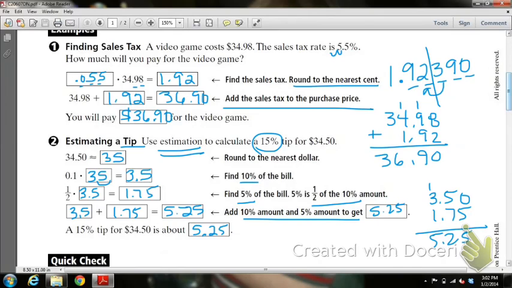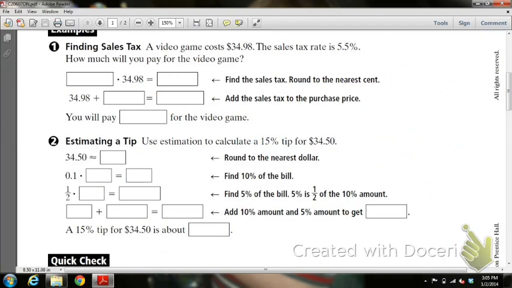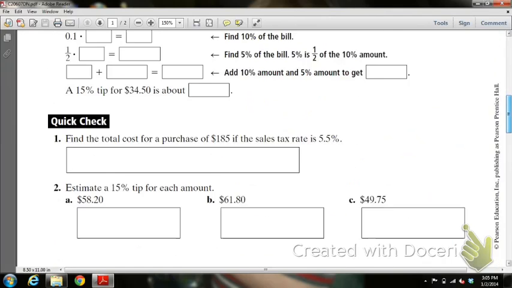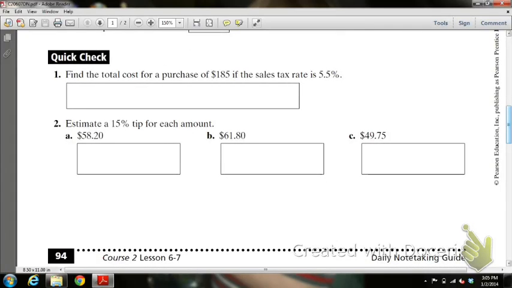Now, what we're going to do is try some quick checks. So pause the video and fill that in before moving on. In quick check 1, you're going to find the total cost for a purchase of $185 if the sales tax rate is 5.5%. This is just like the video game one. First, figure out what the sales tax would be and then add it on to the price.